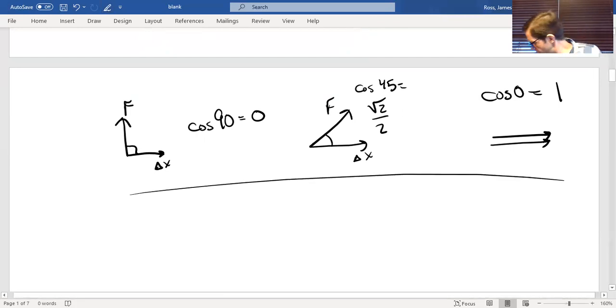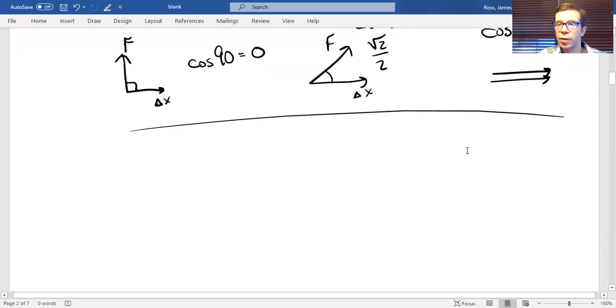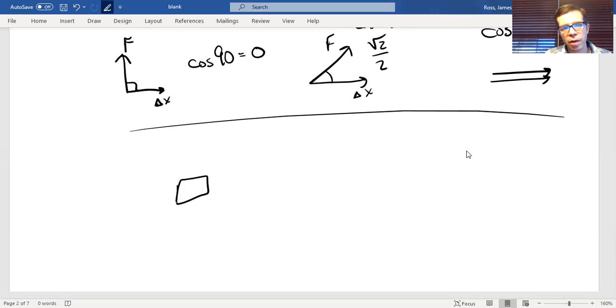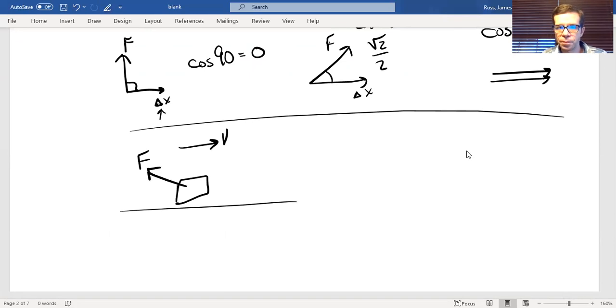All right, what else do I want to say from this section? Let me double check the book here, see if I haven't missed something obvious. Okay. We've talked about angles between 0 and 90. Let's talk about one greater than that. So let's say the block is sliding along the ground, which if we had some displacement, we did need an initial velocity for this one, right? Because it's not doing anything to the block. And we're now going to apply a force like this. So what does that look like?